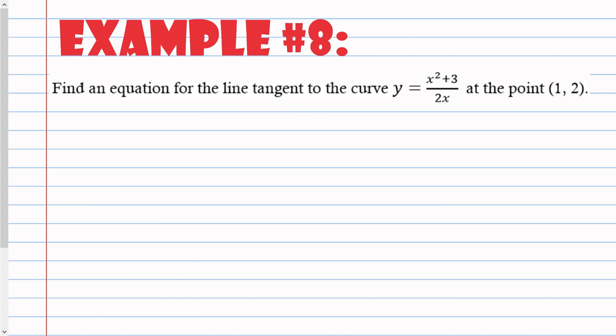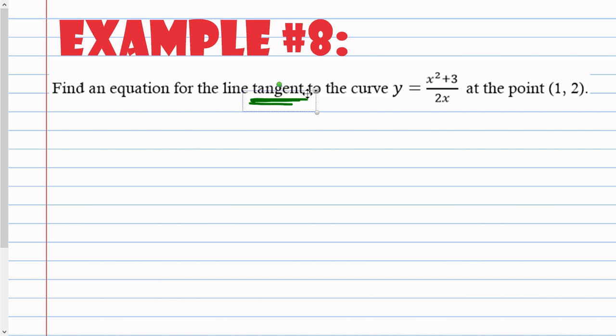So now for example 8, we're going to start to find equations. So here we're finding an equation for the line tangent to the curve y equals x squared plus 3 divided by 2x at the point (1, 2). Okay, so to write an equation, I need a slope and I need a point. We're writing an equation for a line that is tangent to this curve.